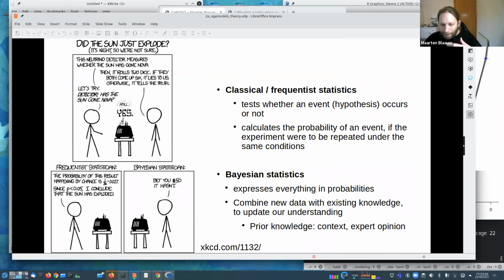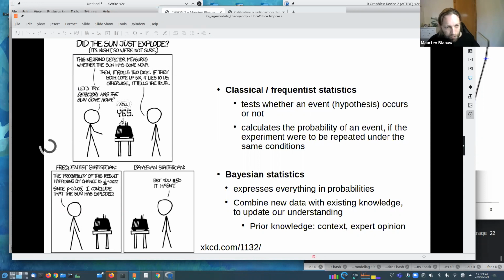So instead, classical statistics took over in the 1900s. Classical statistics asks here: did the sun just explode? It's nighttime, so we're not sure. Here's a detector which rolls 2 dice, and if they both come up 6, it lies to us, and otherwise it tells the truth. So if you then ask the machine, has the sun exploded? And it says, yes.